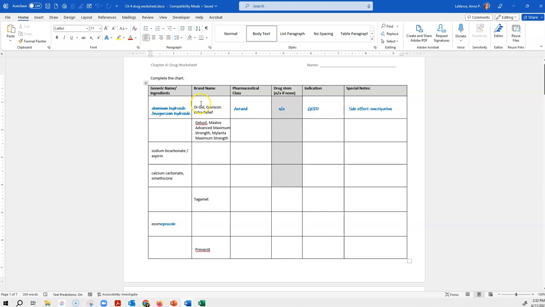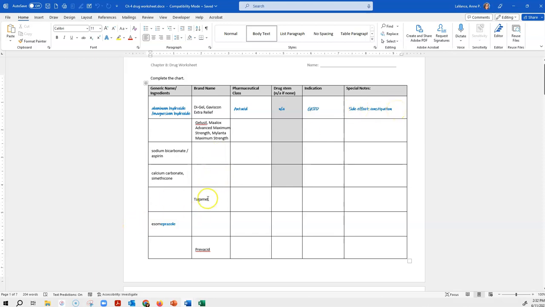So I've given you the brand name, Di-Gel, Gaviscon. What are the generic drugs? Now this is a combination, so it's aluminum hydroxide with magnesium hydroxide. Then what group does it fall into? This is an antacid. It doesn't have a drug stem. What do we use it for? We primarily use it for GERD or heartburn. And what's the main side effect? It's going to be constipation.